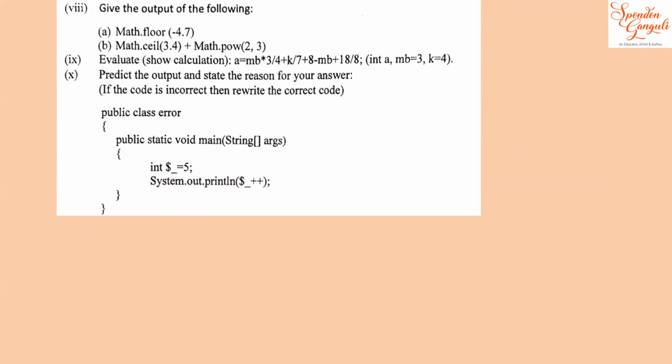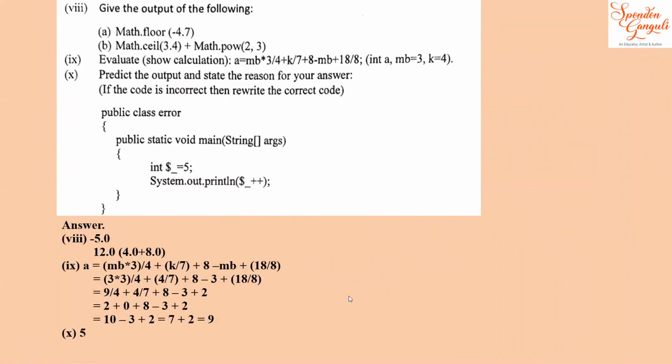Let us see the answer. Number 8. The answer to the first one is -5.0. Floor makes it round down, and ceil makes it round up. So it becomes 4.0 + 8.0, resulting in 12.0.